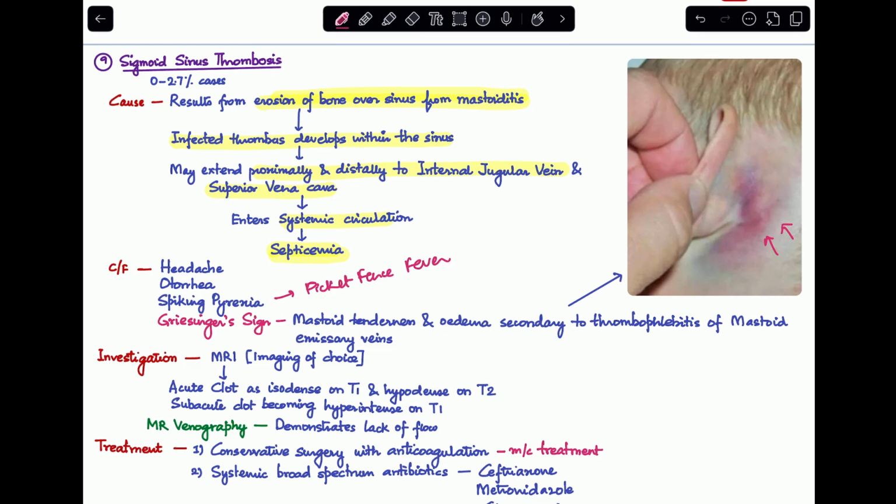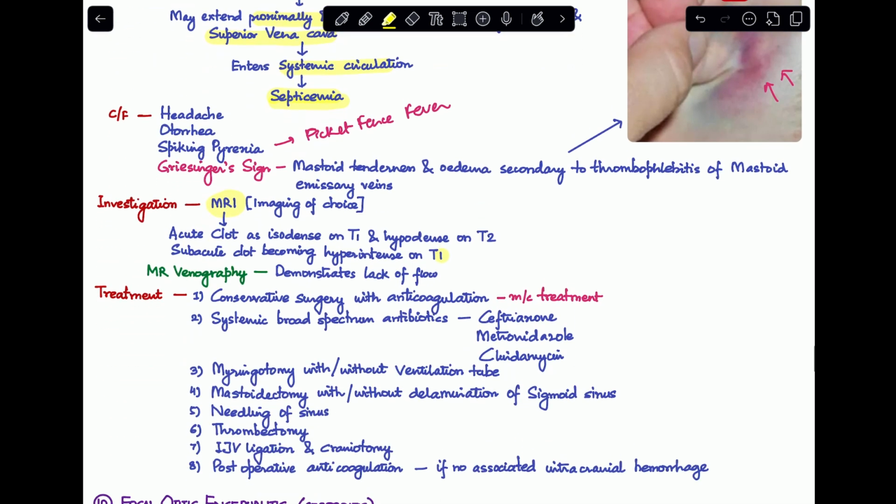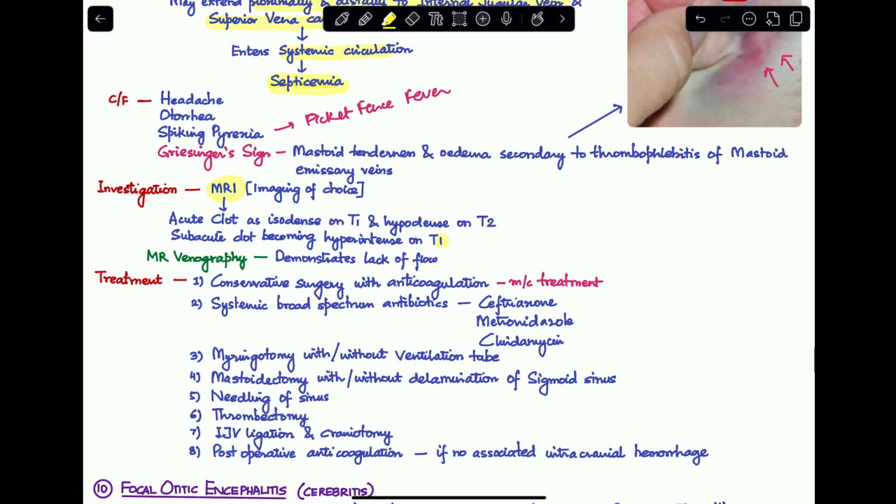The investigation of choice over here is usually an MRI, where we see an acute clot as isodense on T1 and hypodense on T2, and a subacute clot which becomes hyperintense on T1. Treatment usually involves conservative surgery with anticoagulation. This is the most common treatment given. Antibiotics involve ceftriaxone, metronidazole, and clindamycin.